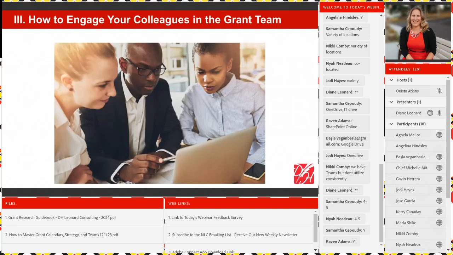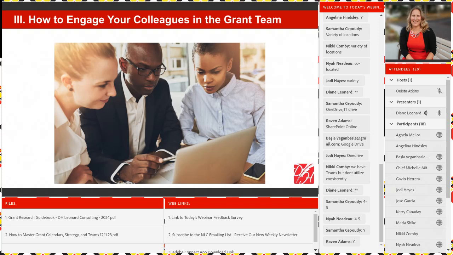So let's think about our grant team, shall we? Some of you have a team in place, others are looking to build a team. When we think about how we can engage our team, I think this is a delightful thing. There are many ways that we can engage our colleagues in the process.